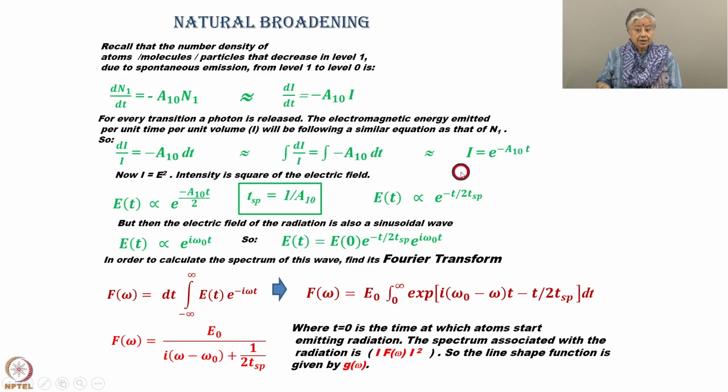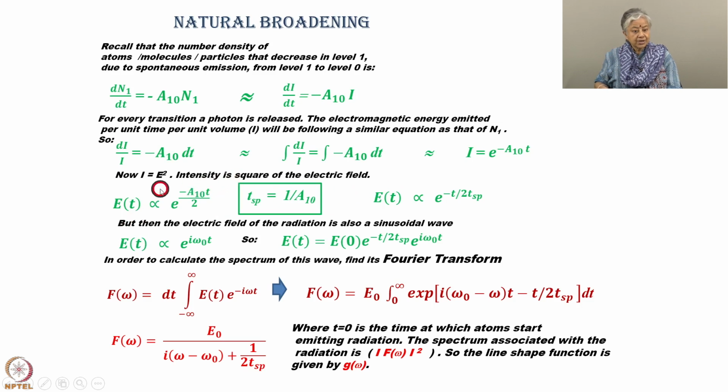Okay. Now I is equal to E square. Okay. E is the electric field, I is the intensity, I is equal to E square. Intensity is the square of the electric field. Okay. So, what would be the electric field?